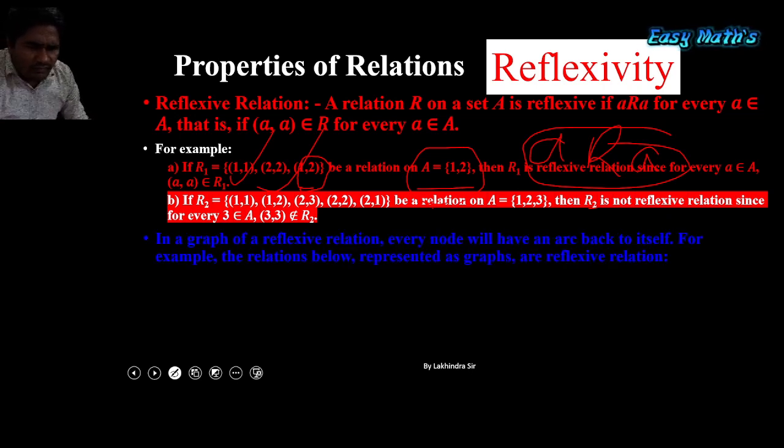Now, when we represent reflexivity in a graph, every node will have an arc back to itself. Suppose I have a point and I move back to the same point; that type of graph is said to be a reflexive relation graph. Here are some examples given.